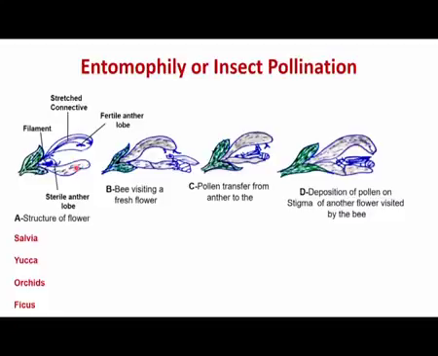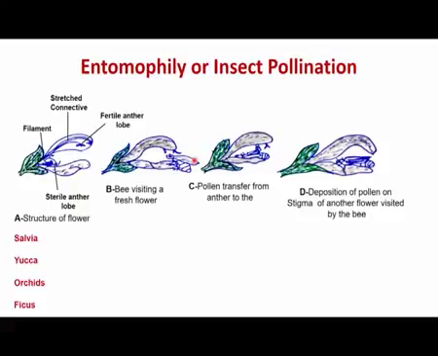So, you can imagine that when an insect comes, it sits on the lower part of the flower. As soon as it sits, it causes pressure, and because of that, the connective tissue gets stretched and brings down the fertile anther lobe, and that releases the pollen grains on the back side of the insect.